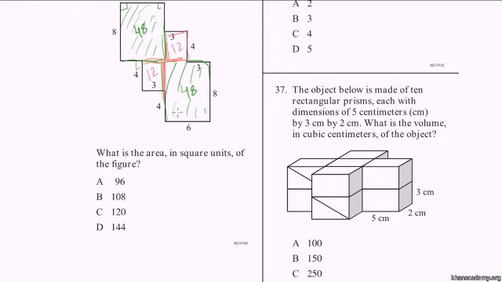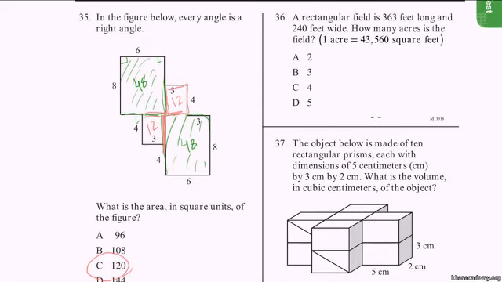So the whole area of the entire thing is 12 plus 48, which is 60, right? That's 60. And then you have another 48, which gets you 108, plus 12, which is 120. So the area in square units of the figure is 120.